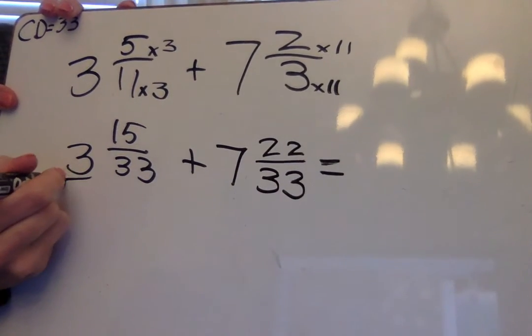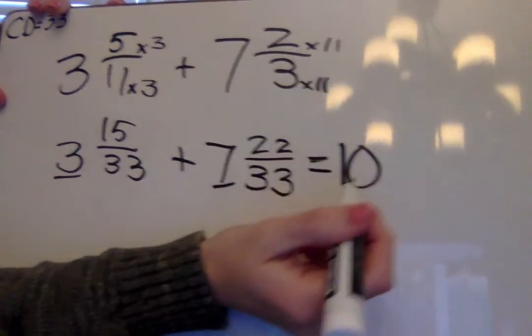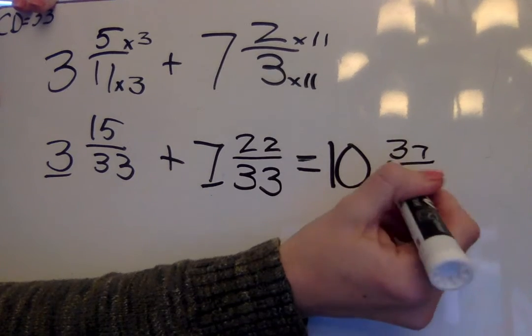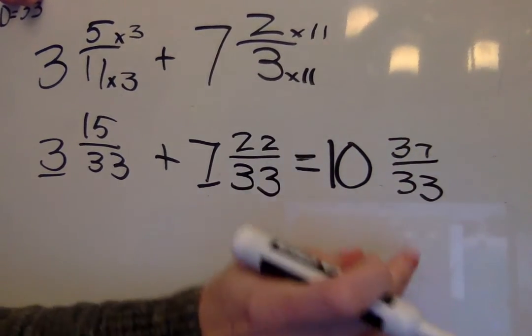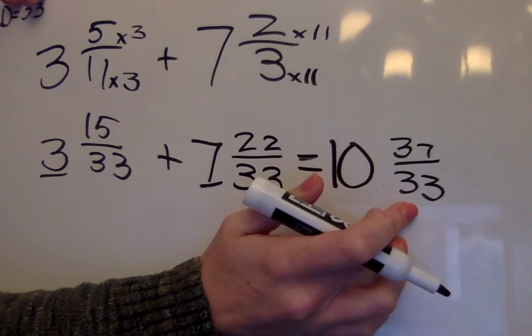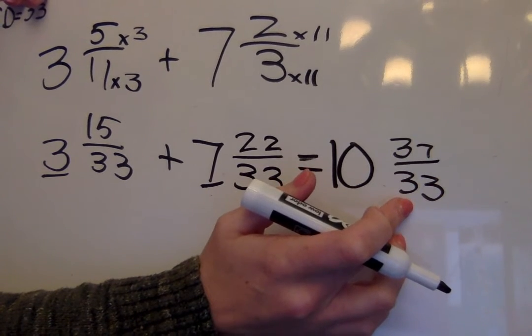So first I want to add up my whole numbers. 3 plus 7 is going to be 10. Okay? And then 15 plus 22 is 37. And that's going to be 37/33. So look at this fraction again. This fraction is improper. So remember what we did with the last problem. We have to convert this to a proper fraction.